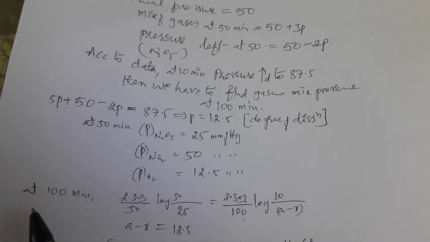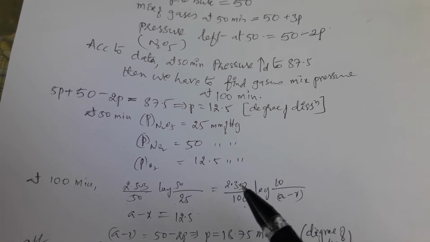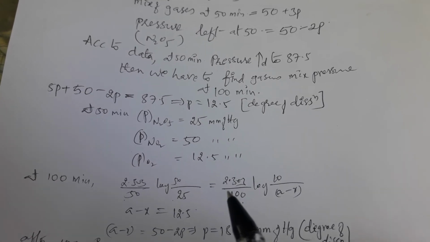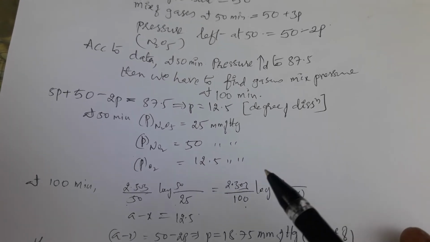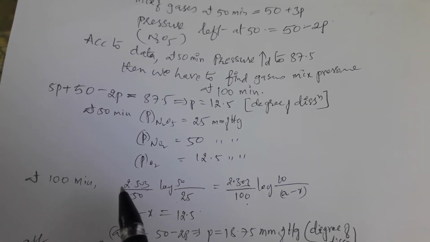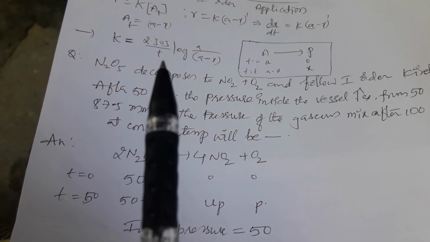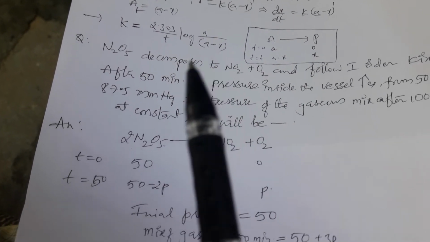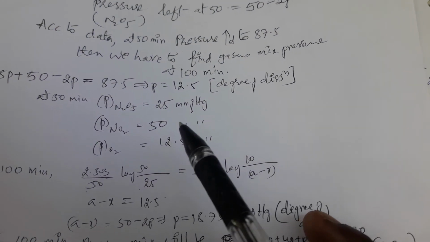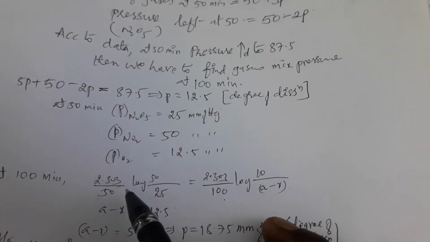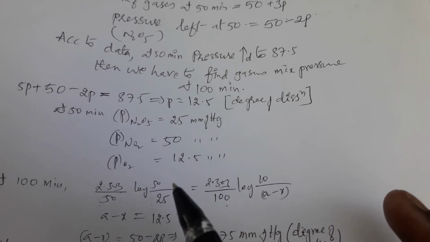Now the question finally asks what will be the reaction mixture at 100 minutes. Whenever asked like that, we have to equate the conditions at 50 minutes with those at 100 minutes. We know the formula K is equal to 2.303 by t log A upon A minus x. See, in first order kinetics, the rate constant never depends on the concentration. That is why K will always be equal. Whatever the time increase or decrease, the constant will be the same.